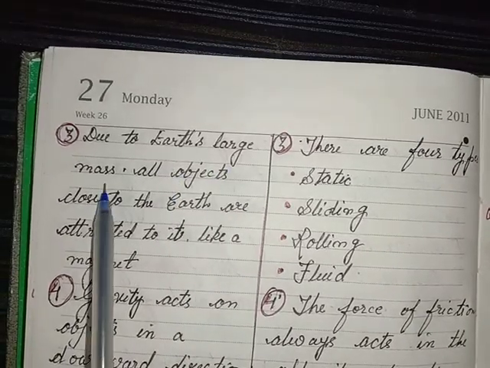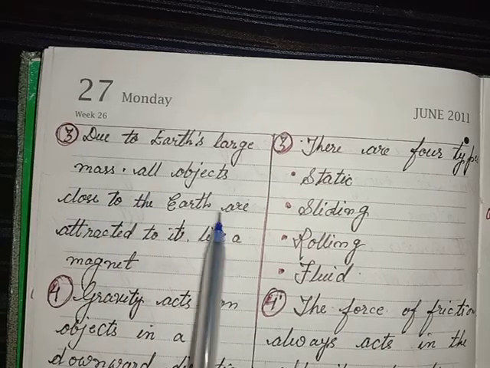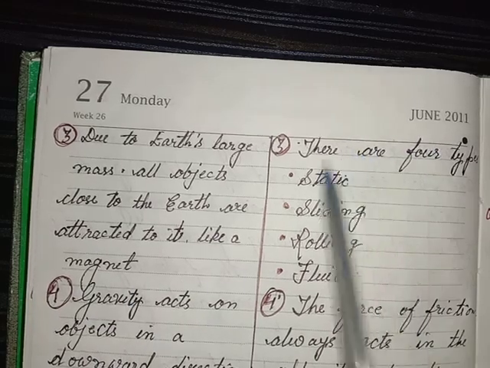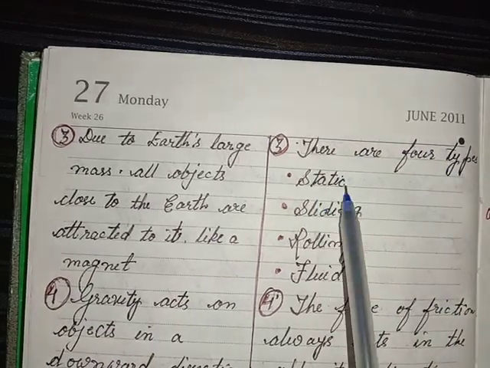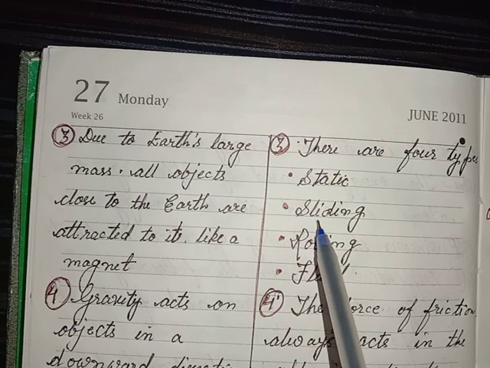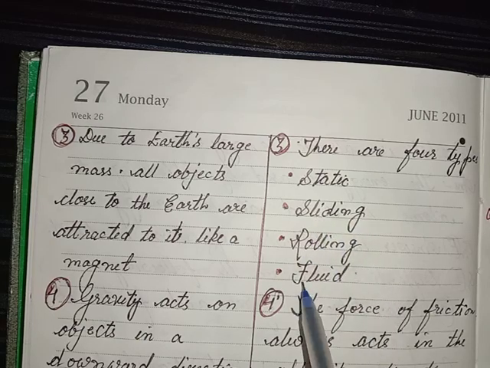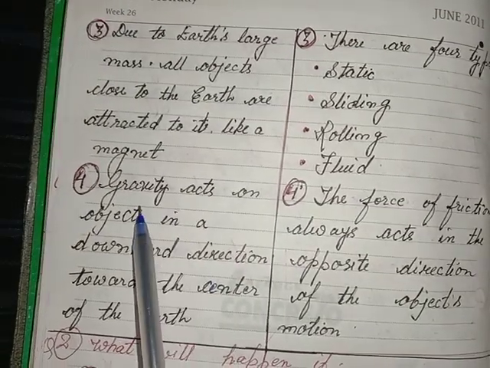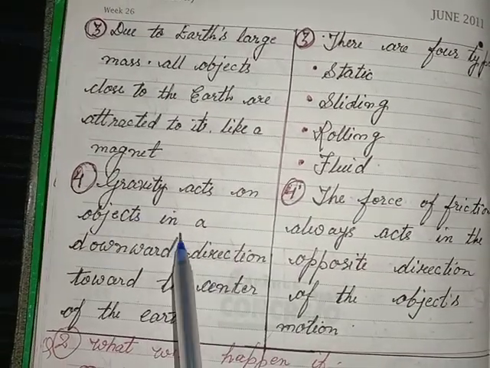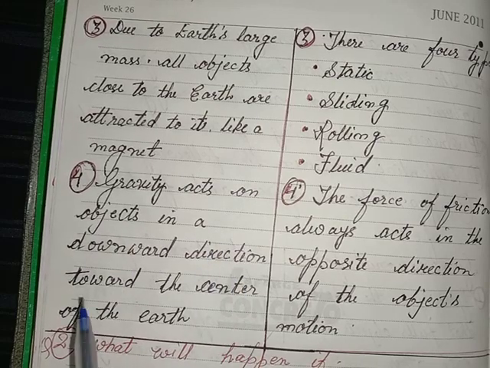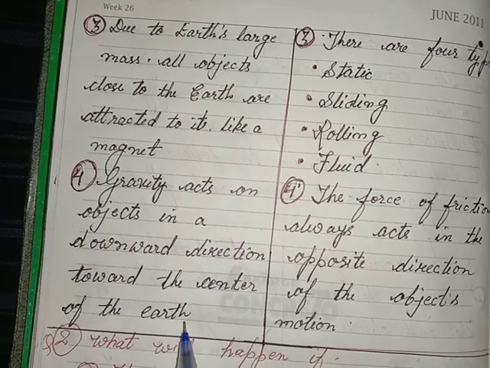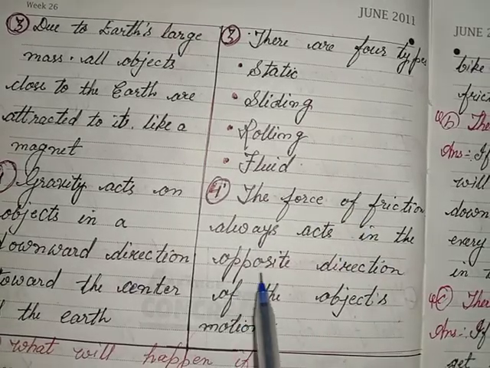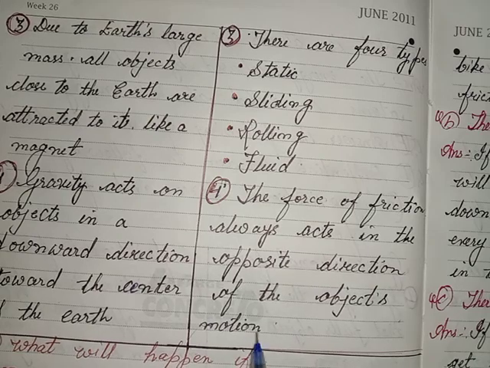Third, due to Earth's large mass, all objects close to the Earth are attracted to it like a magnet. Friction has 4 types: static, sliding, rolling, fluid. Four. Gravity acts on objects in a downwards direction towards the center of the Earth. The force of friction always acts in the opposite direction of the object's motion.